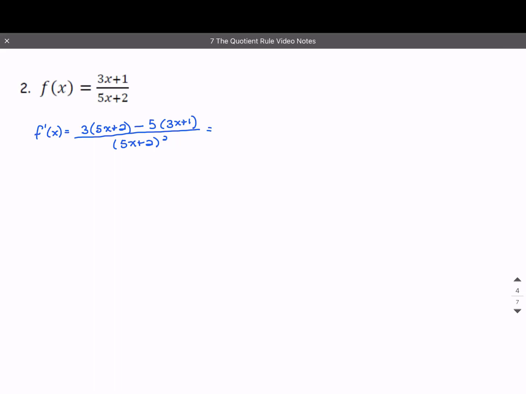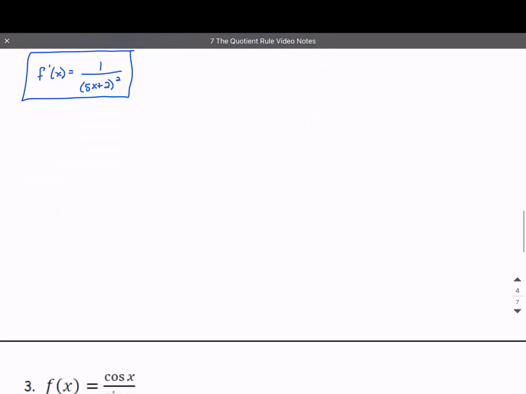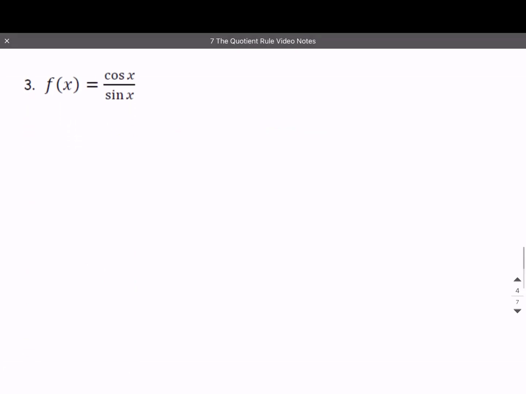Now it's algebra. 3 times 5x plus 2 would be 15x plus 6. Then a negative 5 times 3x plus 1 is negative 15x minus 5, all over the quantity 5x plus 2 squared. Now in the numerator, the 15x's are going to add to 0, and all that's going to be left in our numerator, 6 minus 5, is 1, over 5x plus 2 quantity squared. And there you go.